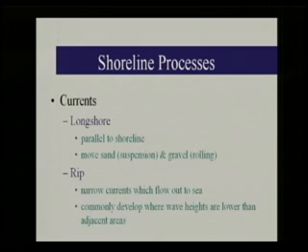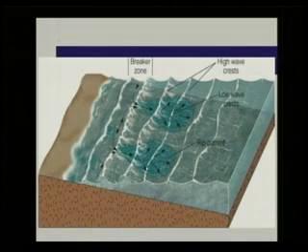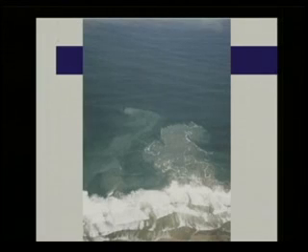Rip currents are narrow currents which flow back out to sea. They're commonly developing where the wave heights are lower than they are in adjacent areas. Let's take a look at the formation of a rip current. Note that it's a little narrow current that's flowing back to the sea, so we're getting the water back out from the beach. And sometimes you can pick out these rip currents because the sediment that's being transported back to the sea makes the water appear a little bit cloudy.